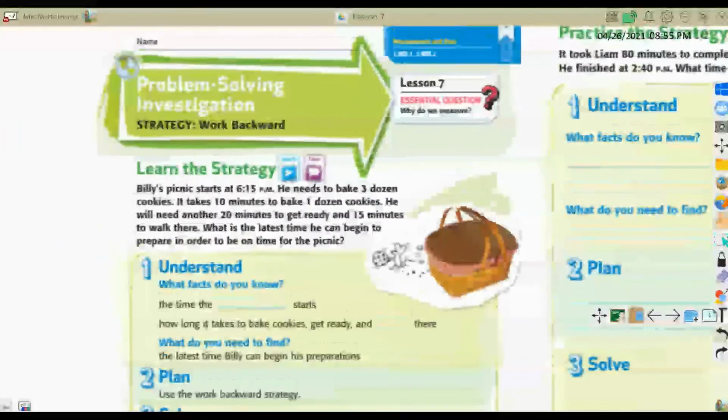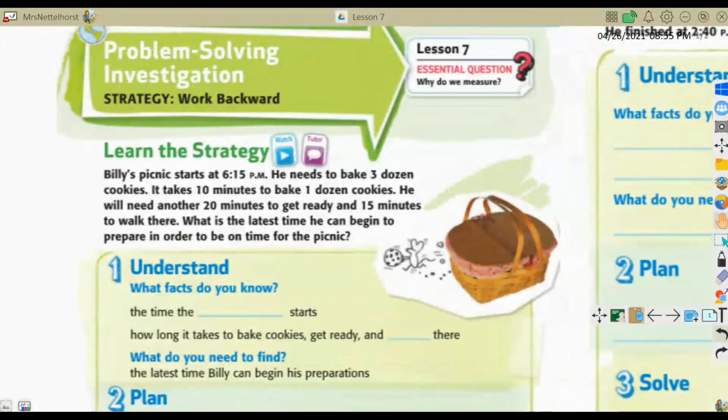So let's look at this word problem. Billy's picnic starts at 6:15 p.m. He needs to bake 3 dozen cookies. It takes 10 minutes to bake 1 dozen cookies. He will need another 20 minutes to get ready and 15 minutes to walk there. What is the latest time he can begin to prepare in order to be on time for the picnic?